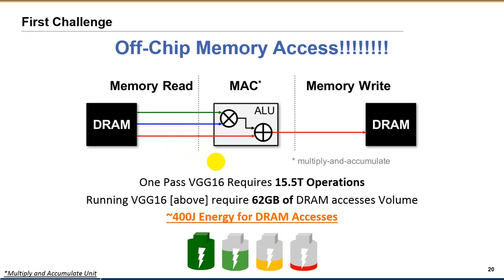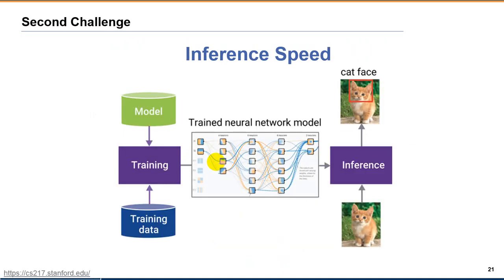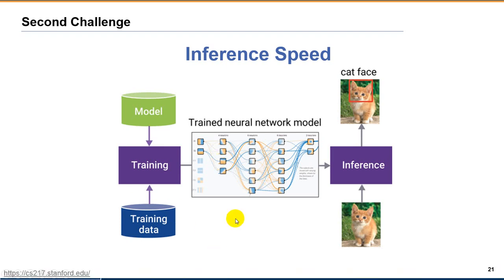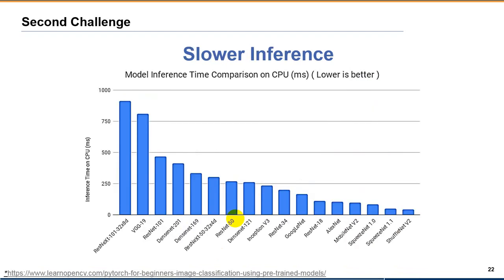So therefore, another challenge, this was the first challenge, and another is the inference speed. Because if we have input data and it tells us that this is a cat after 10 minutes, then we can say that this is not a good model. So therefore we require a model which has more speed and less energy consumption.